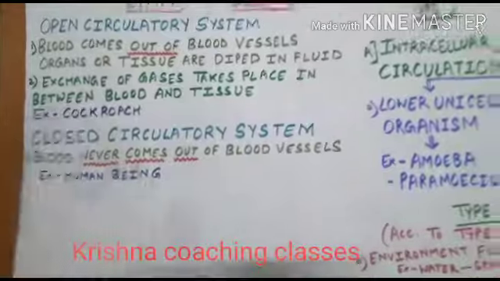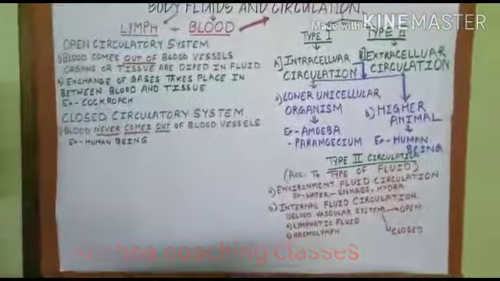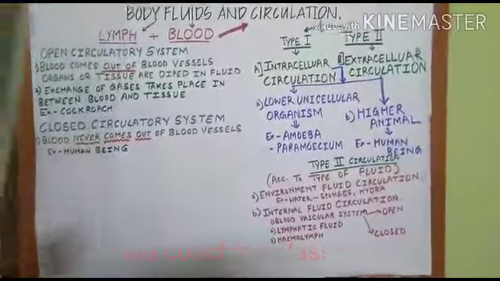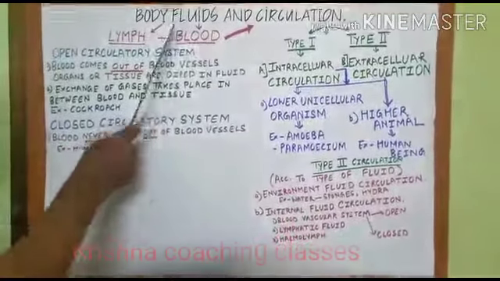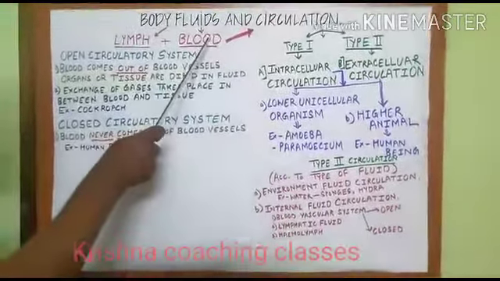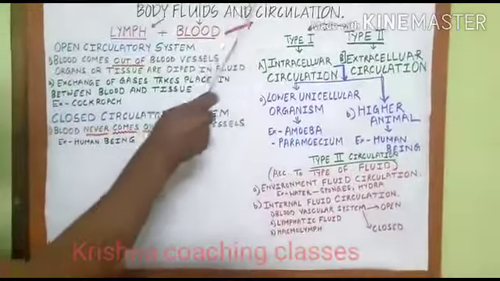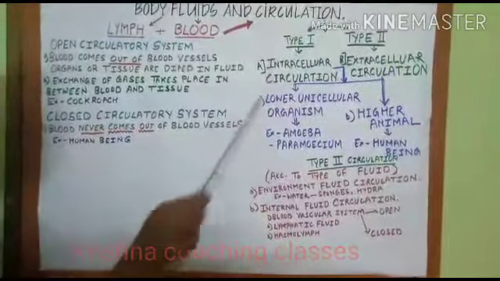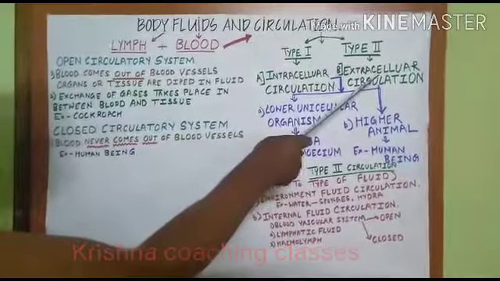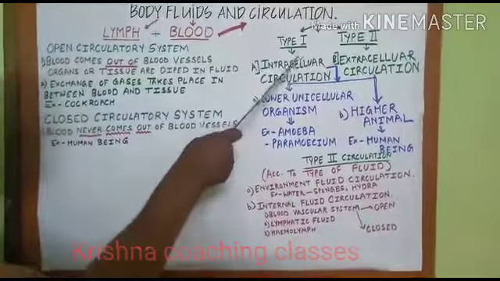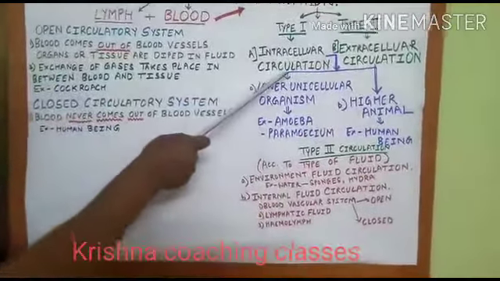So students, today we have learned what body fluid is and what circulation is. Again I revise: body fluid, mostly in our system we have lymph and blood. You have already studied that blood is a fluid connective tissue. That's very important. Now, these are circulated in type 1 and type 2. Type 1 is intracellular circulation and extracellular circulation. Intra means within the cell. Extra means outside the cell. That is important.